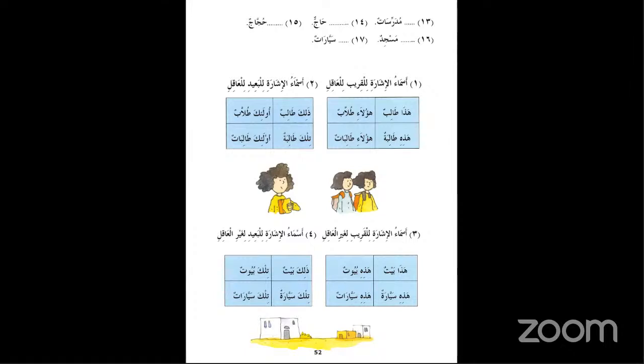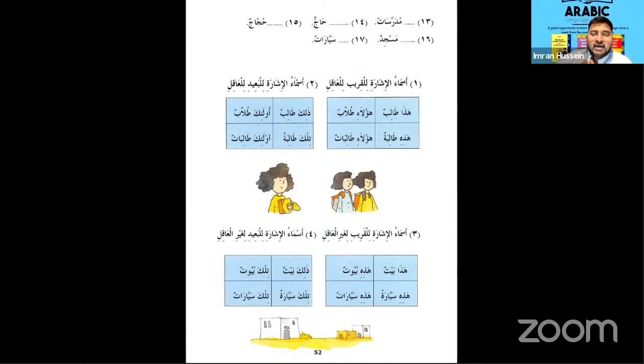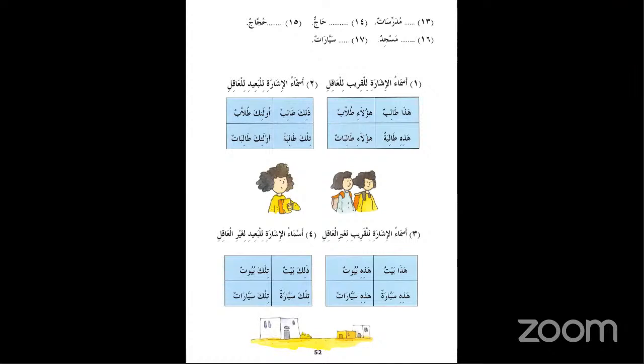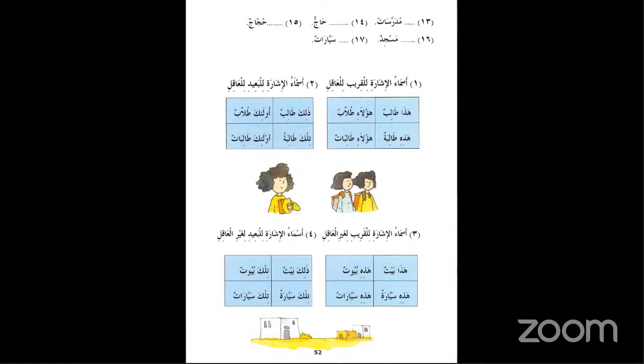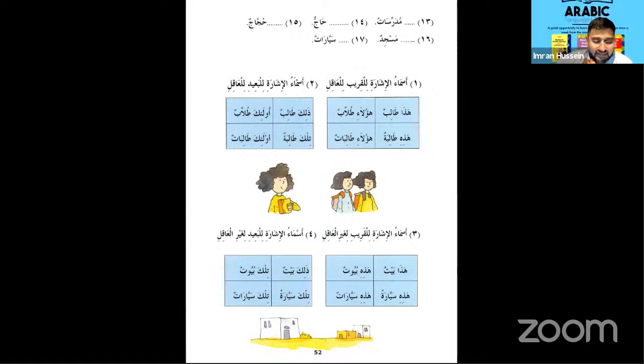Okay, give us an example. So, dhalika kitabun, correct? That is a book. And the plural is kutubun. So that is a book, and those are books. How would we say that? Tilka. Who said that? Who said tilka before, Sister Tahira? Sister, I said it. MashaAllah, excellent. MashaAllah, that's really good. Tilka buyutun. Excellent. Tilka kutubun.